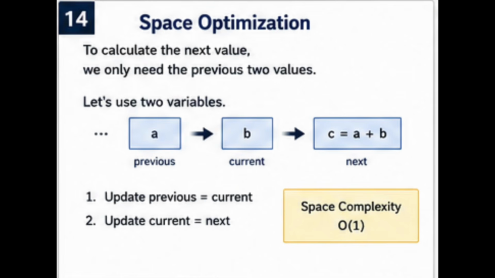Now, observe something interesting. To calculate the next answer, do we need all previous answers? No, we only need the previous 2. So instead of storing an entire array, we just store 2 variables. This reduces our space complexity from O of n to O of 1.